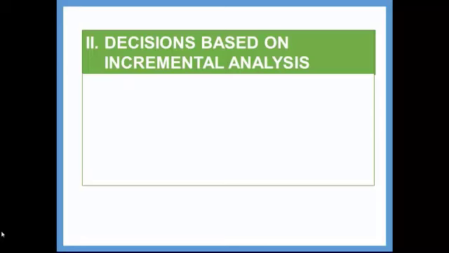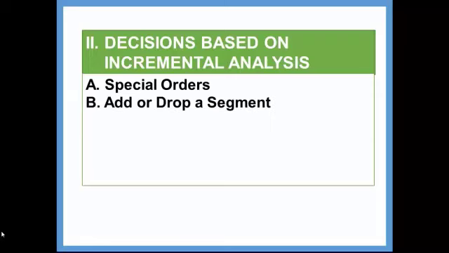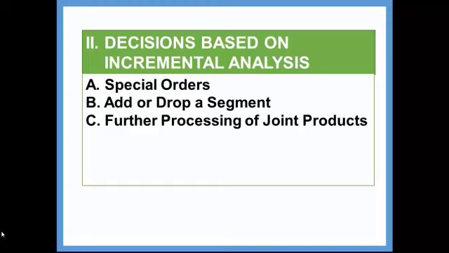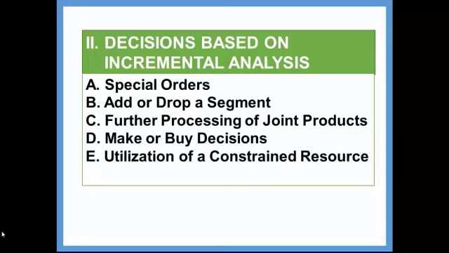All right, so as we move forward, we're going to look at 6 different decisions in the short run based on this incremental analysis. Just to give you a look at what we'll do next, we're going to look at special orders, add or drop a segment, further processing of joint products, make or buy decisions, utilization of a constrained resource, and managing constraints. So as you look forward in your notes, you don't need to write these 6 decisions down because those are the things you'll see there in your lecture notes.